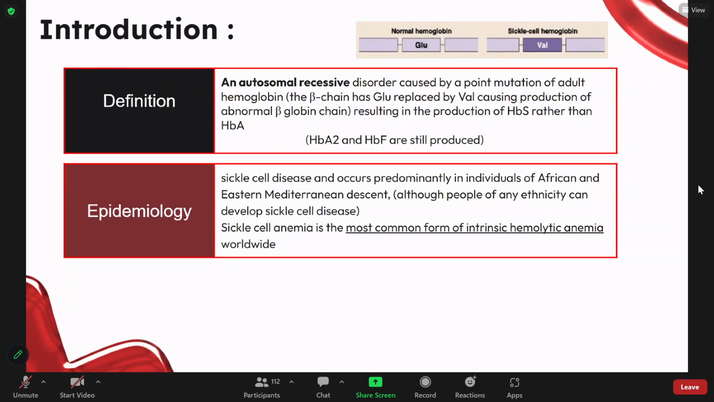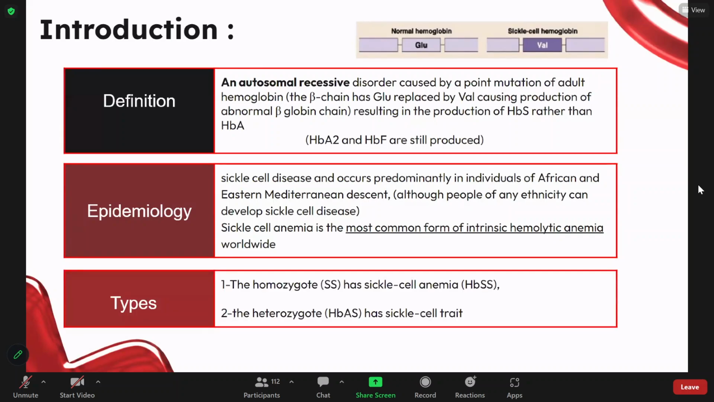Sickle cell disease is predominant in individuals of African and Eastern Mediterranean descent, and can also present in a person of any ethnicity. Sickle cell disease is the most common form of intrinsic hemolytic anemia worldwide. For its types, we have two. The first is sickle cell anemia, when both copies of the hemoglobin beta chain are mutated, and the second is sickle cell trait, when one copy of the hemoglobin beta chain is mutated.